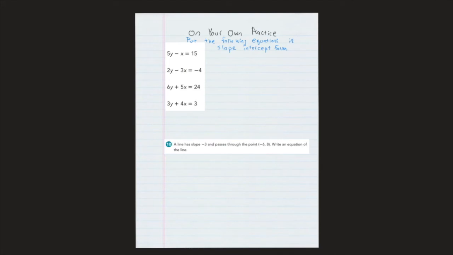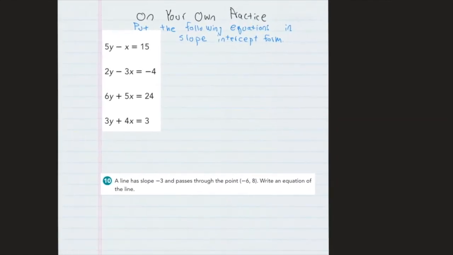These are some problems that you're going to be doing on your own. So for the first 4, you're just putting those in slope-intercept form. So remember that's y equals mx plus b. So you're getting the y by itself. And then the second one is very similar to the one that we just did on the previous page. Just a different slope and a different line, but same process.